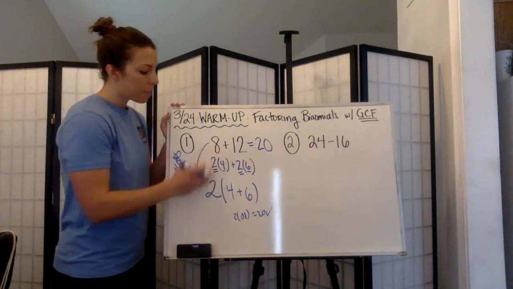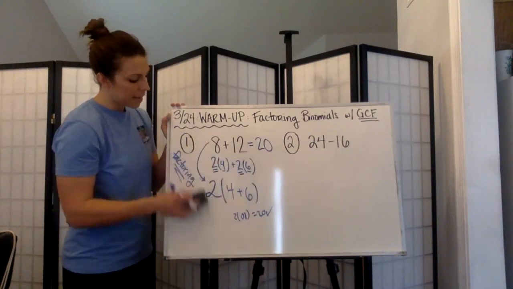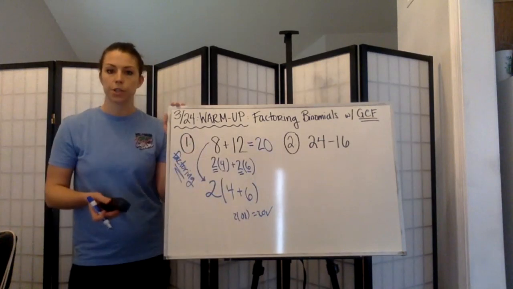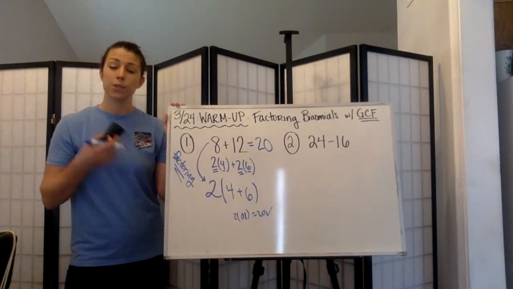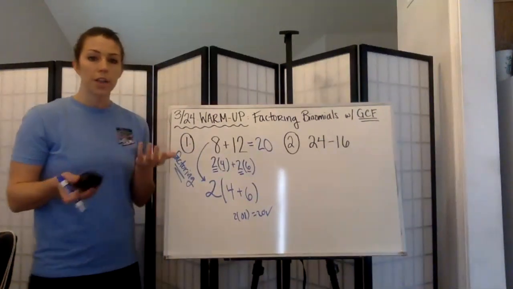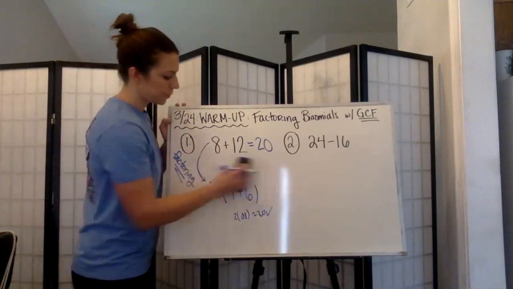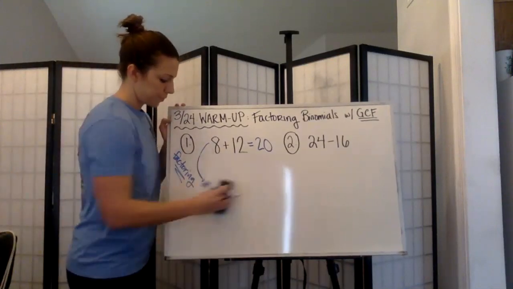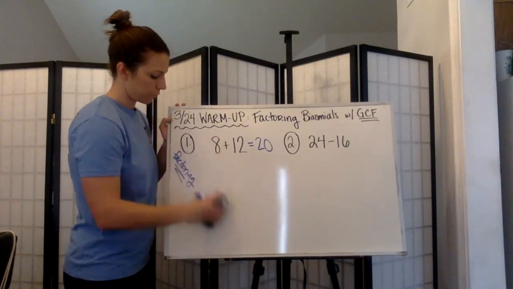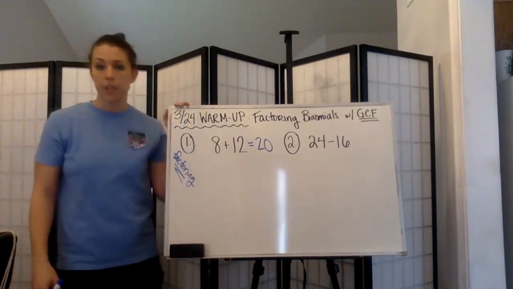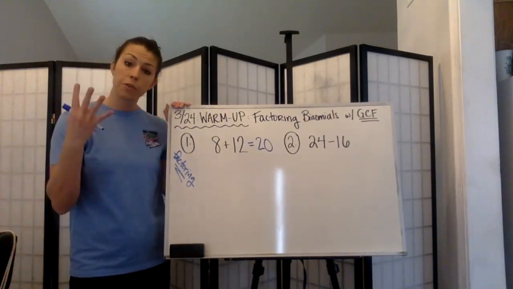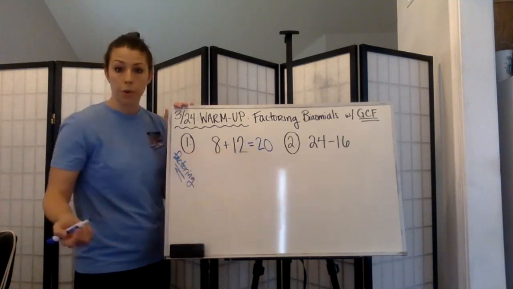Now that you've seen the example, I want you to take this one, the same expression, 8 plus 12, and factor it using a different factor. So instead of using 2, what other factor could we use? All right, a factor that comes to mind for me is 4. 4 goes into 8 and 4 goes into 12.